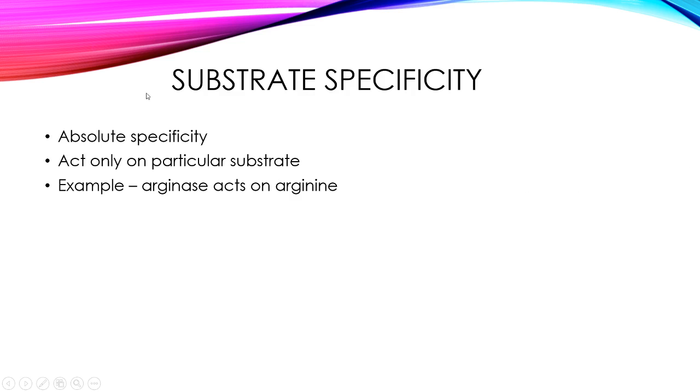Next is substrate specificity. After the group specificity, here is the substrate specificity. It is also called the absolute specificity. Here, the enzyme acts only on a particular substrate. For example, arginase acts only on arginine, and carbonic anhydrase acts only on carbonic acid.